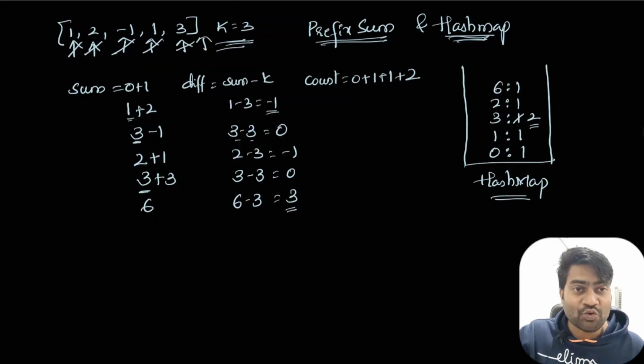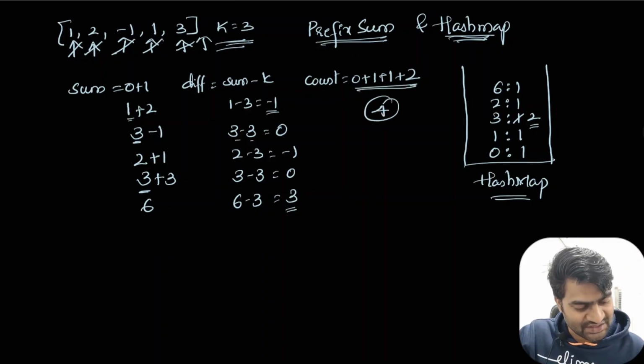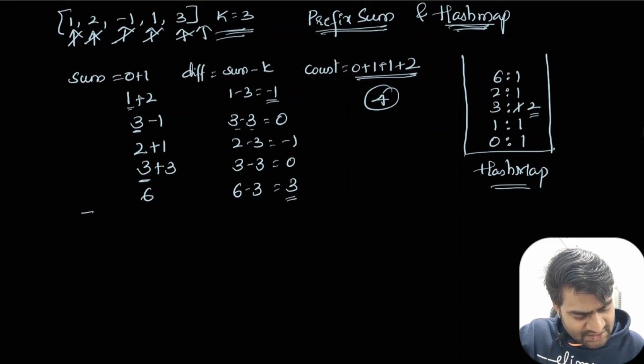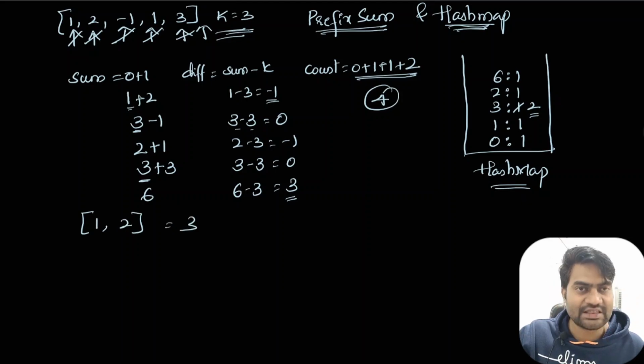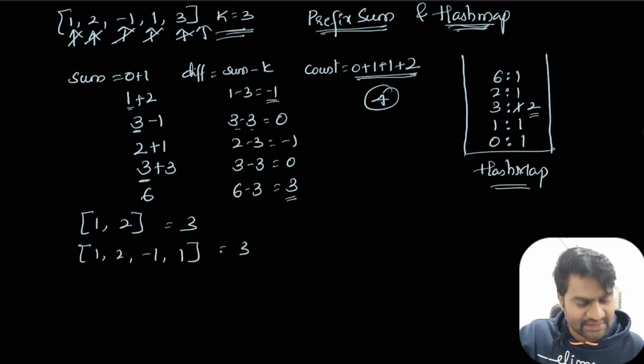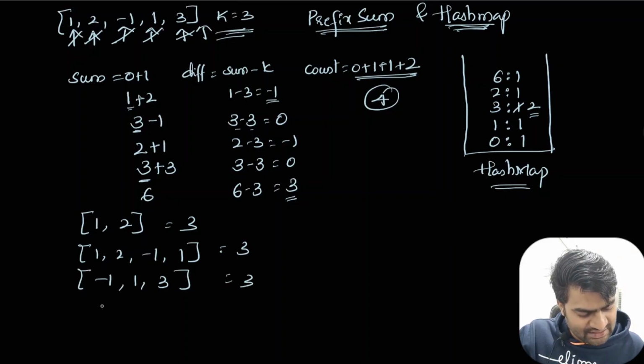Now we are done. We move out of the array. So now we have processed all the possible values. Now what is my count? My count is 4. If it is 4, let's see which subarrays will give us sum 3. So 1, 2 will give us 3, correct? Next, 1, 2, -1 will give us 3, correct? Next, -1, 1, 3 will give us 3, correct? 3 alone will give us 3, correct?